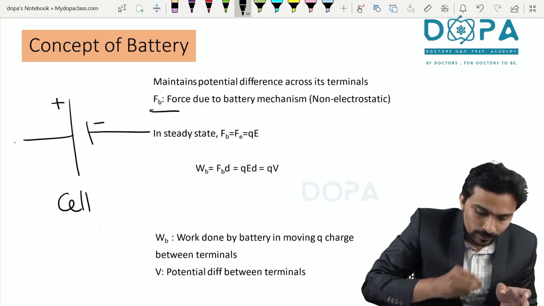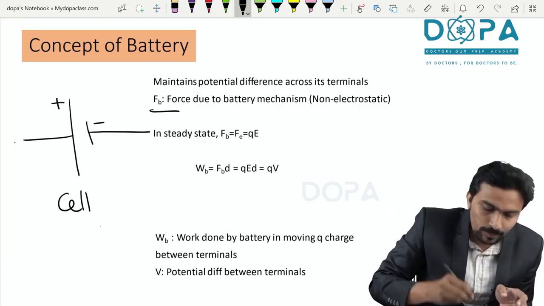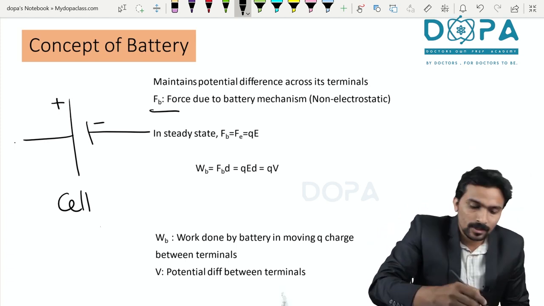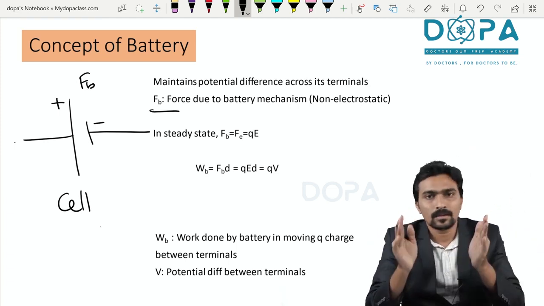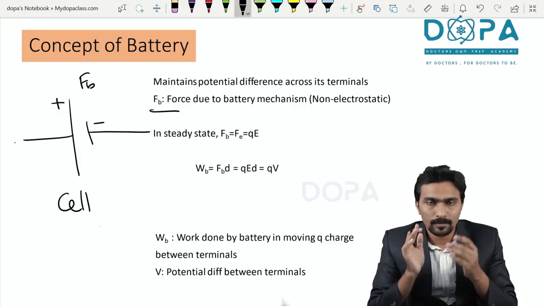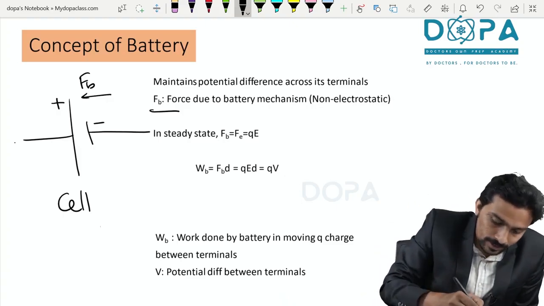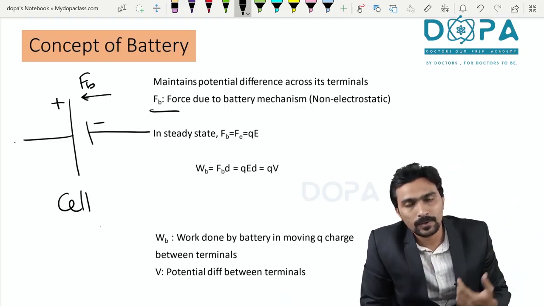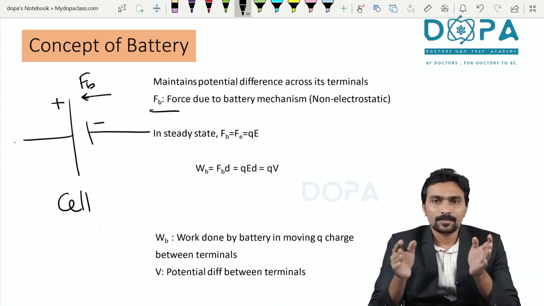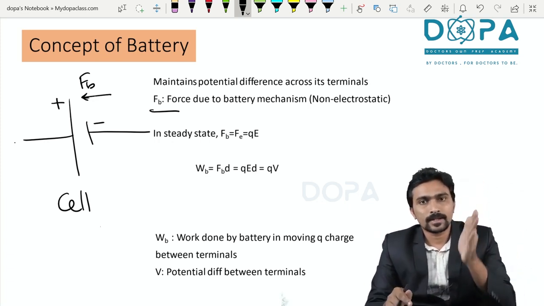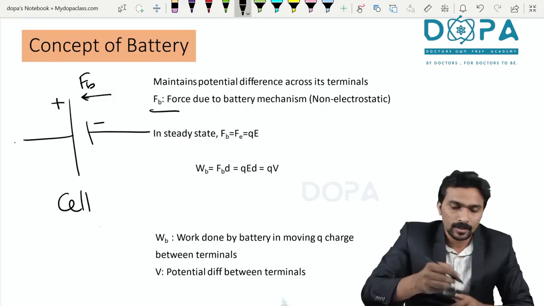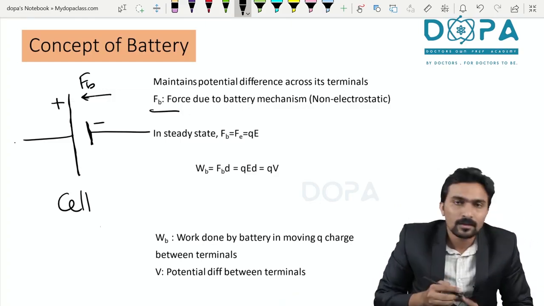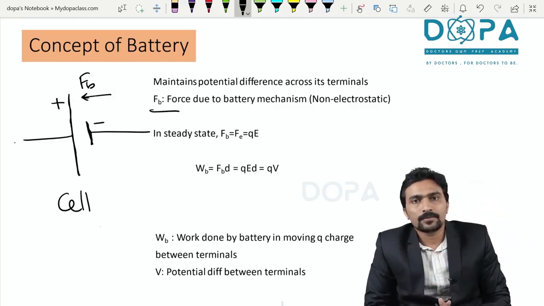Okay. So electrons are moving from one plate to another plate, and there is this battery mechanism. There is this force due to battery mechanism, FB, acting between the plates, and that is in this direction. That will help the charges to move from one plate to another plate. Also, after some time, you can see one plate is negative and the other plate is positive. So electrons are accumulated here, and positive charges are on the positive terminal.